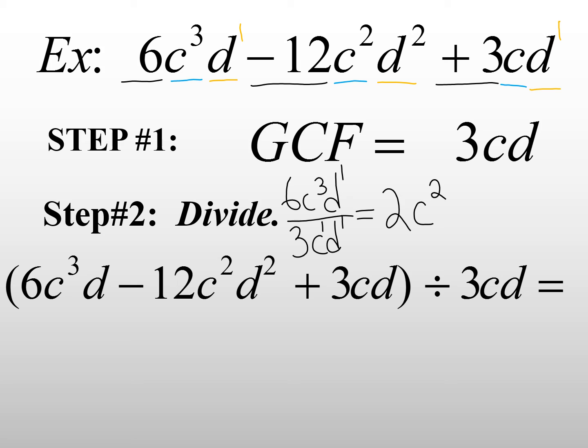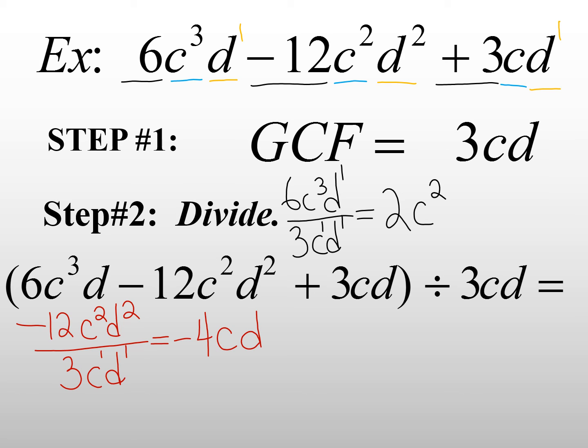If we go on to our next one, we have negative 12 c to the second power d to the second power divided by 3 times c times d. Negative 12 divided by 3 is negative 4. c to the second divided by c to the first is c. d to the second divided by d to the first is d. And that gives you negative 4 times c times d.